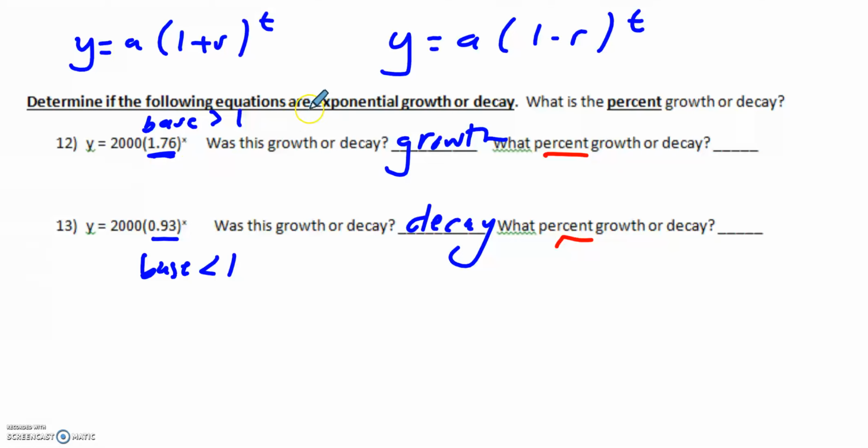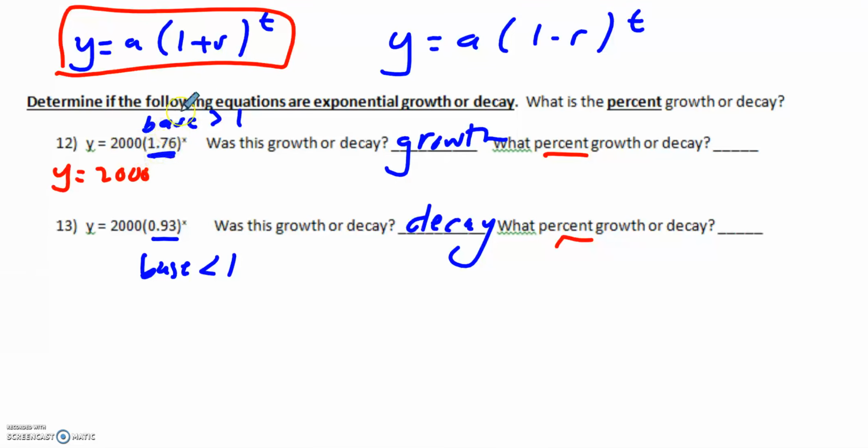And so because this is a growth equation, my eye goes here. And what I want to do is see if I can rewrite this equation to look like this. So instead of 1.76, I have to write it as 1 plus something raised to the x value or the t value. If you think about it, what do I add to 1 to get 1.76? Well, if I add 0.76 to 1, I would get this base, which means that my rate, or r, is 0.76. And 0.76 as an actual percent is 76%.